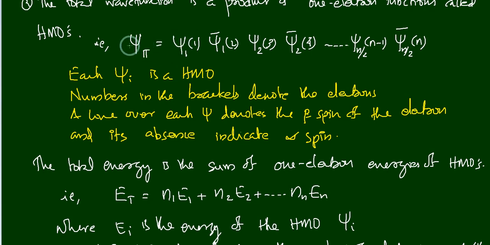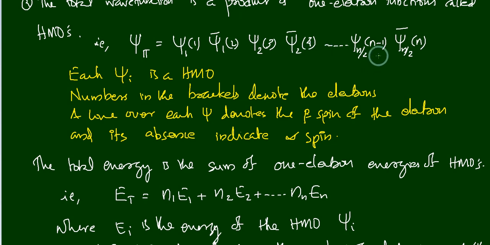So the total molecular orbital wave function psi pi is equal to psi 1(1), psi 1 bar(2). It means that in the same Hückel molecular orbital psi 1, there are two electrons, electron 1 and electron 2. Out of that, electron 1 has alpha spin and electron 2 has beta spin. Like that, the second Hückel molecular orbital, psi 2, has two electrons, electron 3 and electron 4. Electron 3 has alpha spin and electron 4 has beta spin, and so on.